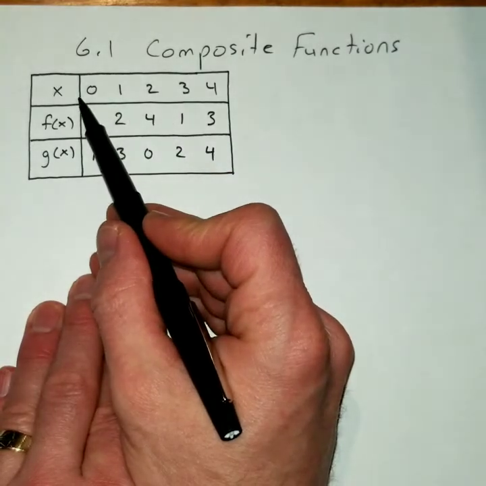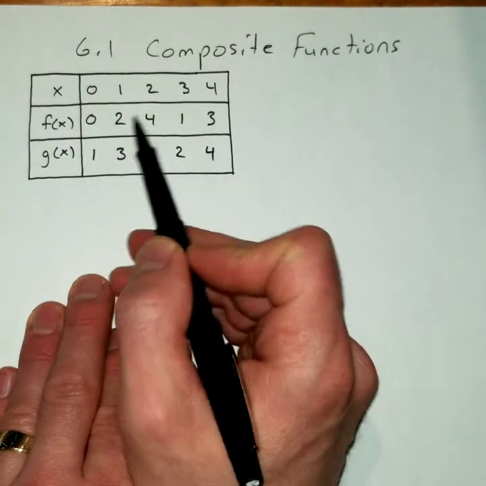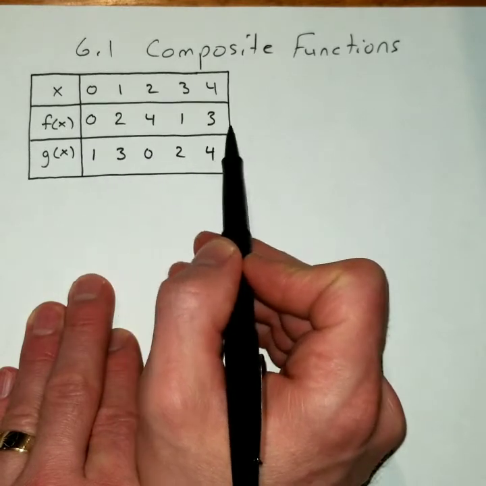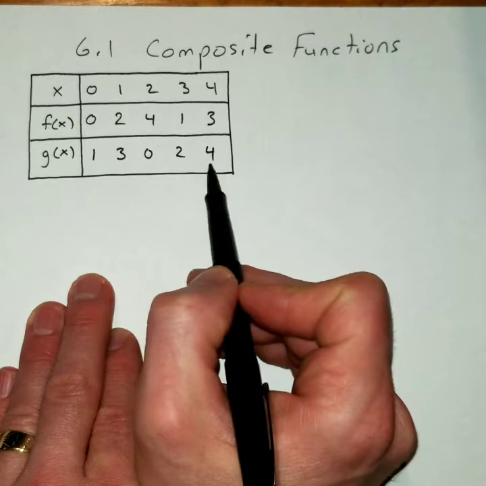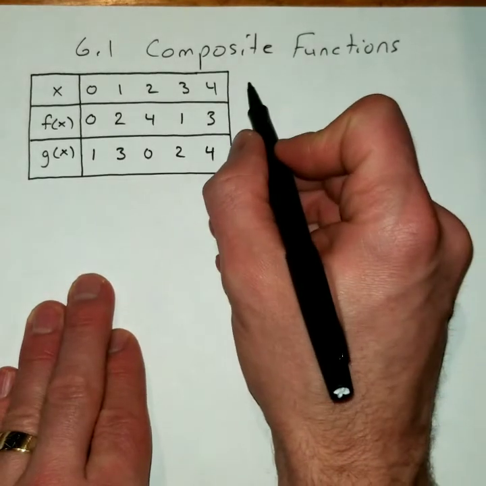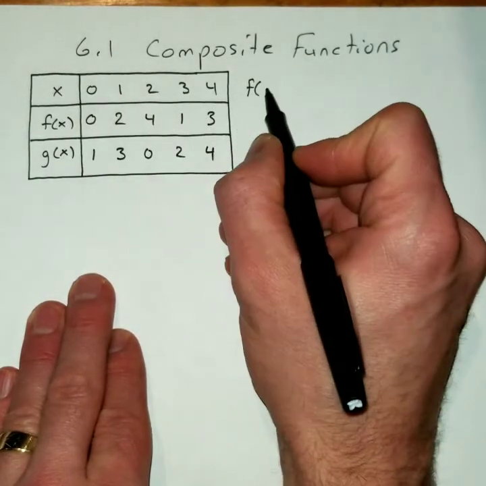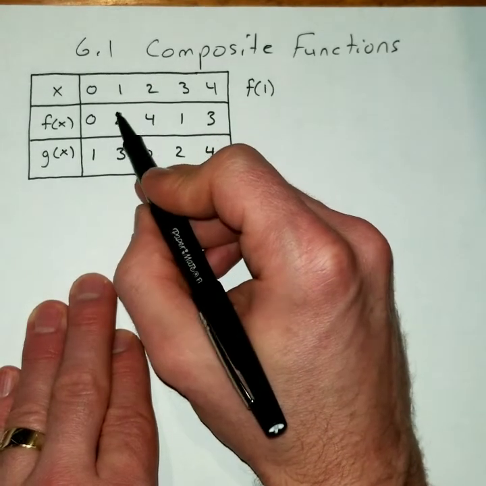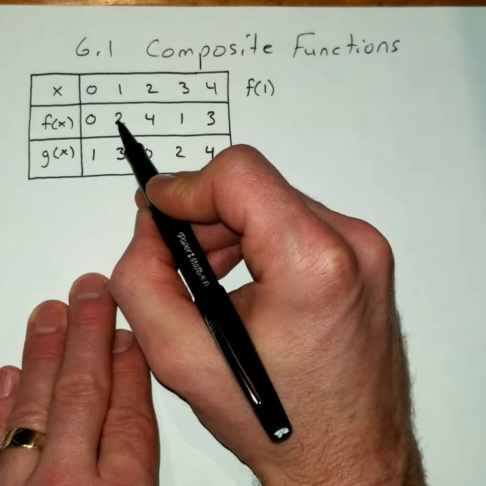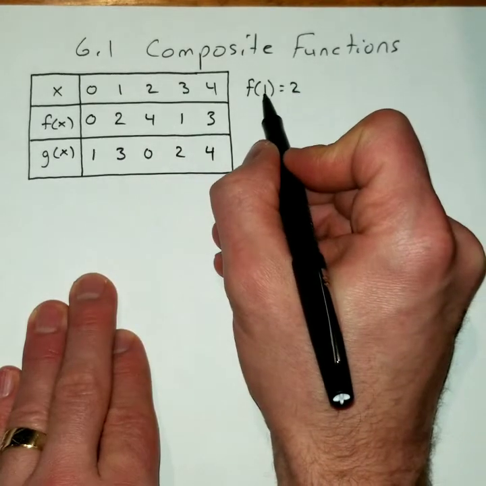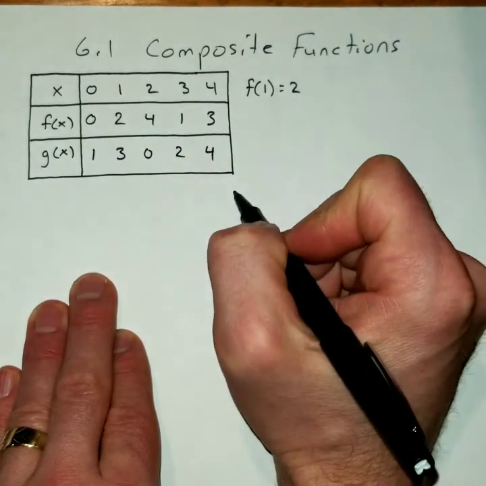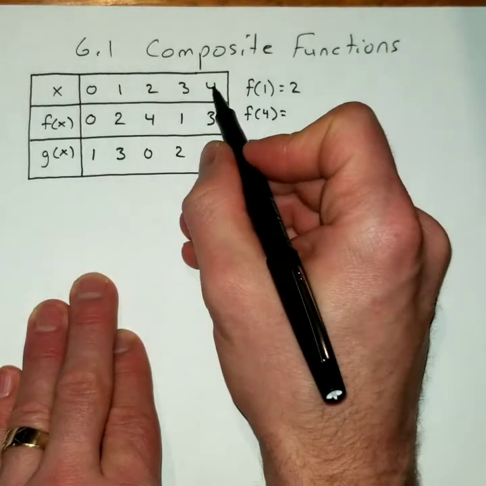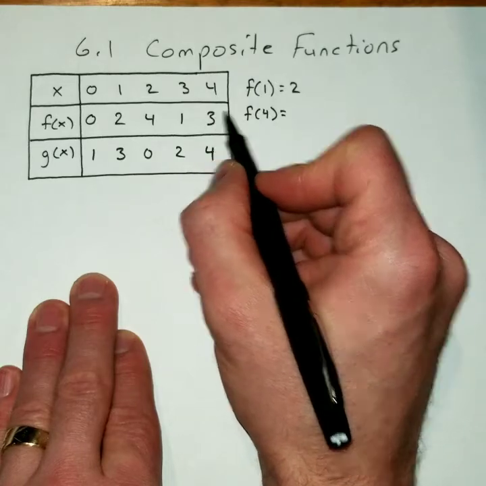I've got a table with all x values along the top. Those are the inputs. The outputs for the f function are in the middle, and the outputs for the g function are along the bottom. Just as a couple examples to see how this table works, if I wanted to find f of 1, 1 being the input, 2 is the output for f. If 1 is the input, 2 is the output. If I wanted to look at f of 4, 4 being the input, 3 is the output.